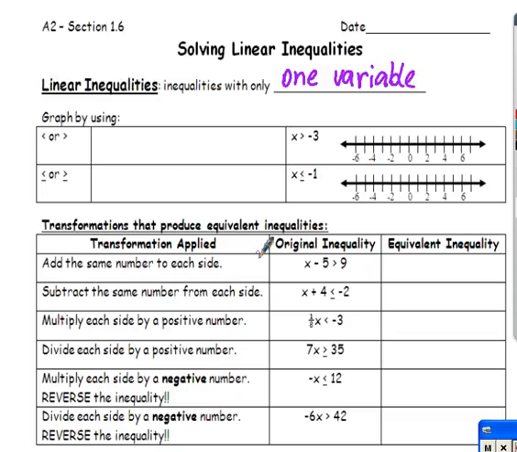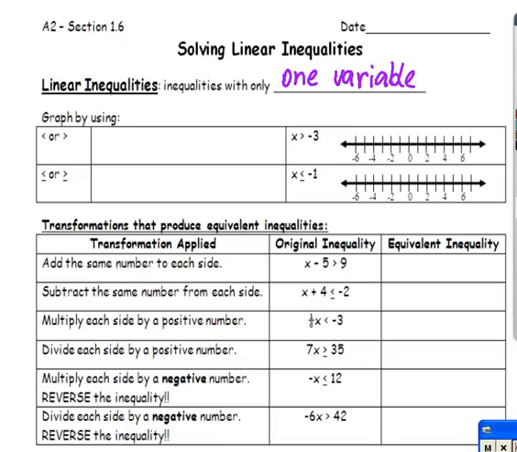Hello, this is our second video today, and we will be looking at solving linear inequalities. Inequalities with only one variable. You know already we can graph problems like this.